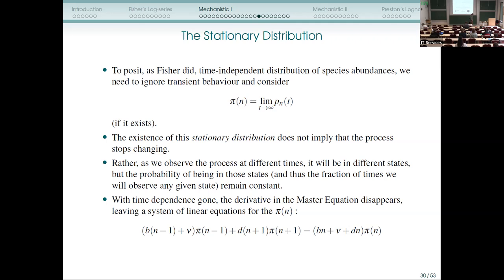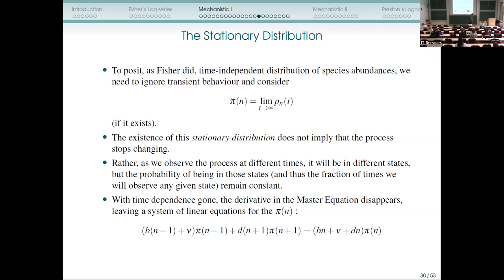I might be in state 35, I might be in state 7, randomly, but the probability that I'm in each of those states is independent of time. Like, this is stationary. Is that idea clear to people? All the transient has gone away, and it's now not where you are that is fixed, but the probability of being where you are becomes fixed in time. Because that's what Fisher was talking about in some sense. He said there is this abundance distribution, and it doesn't really change much, and that's what the species abundance distribution is.